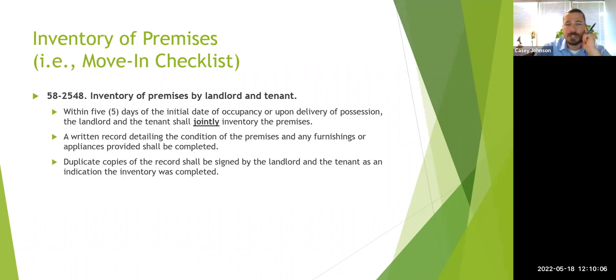It is the landlord's duty to take a signed copy and furnish a copy to the tenant. That doesn't always happen, so the tenant should make sure that they either have their own version of it or get a copy from the landlord as soon as possible.